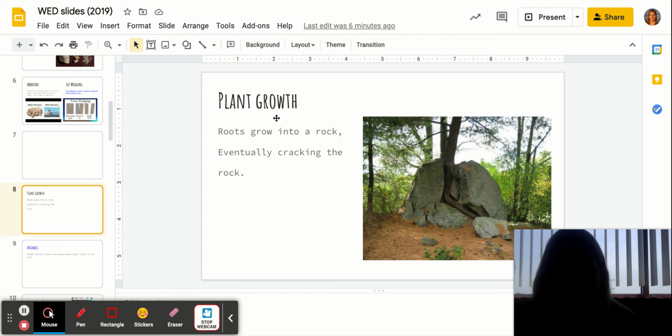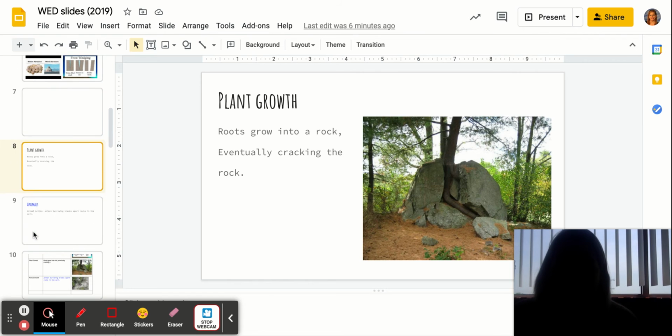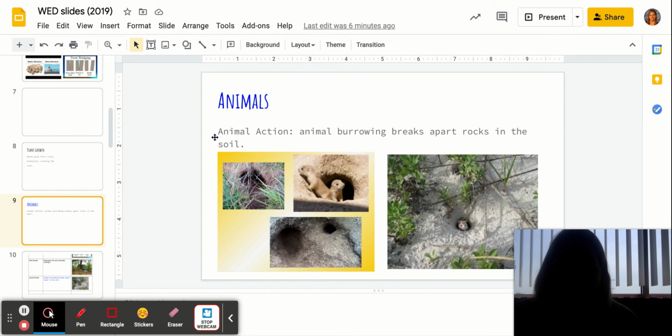Okay, so let's continue. Plant growth. Roots grow into rock, eventually breaking or cracking the rock. So right here you see a root growing into the rock. Split it in half. Animals can cause mechanical weathering too. So animal action, animals burrowing, breaks apart rocks and soil.